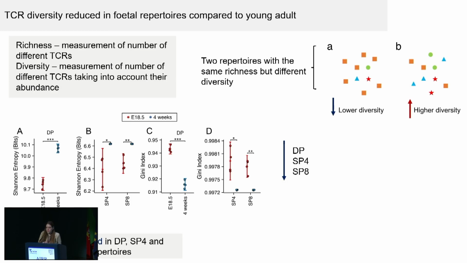So this is all leading to what I looked at here to confirm. Looking at TCR diversity in the Shannon, there was an increase, as we expected, at 4 weeks in the double positive and in the single positive population. So the fetal TCR diversity is really reduced in the beta chain.